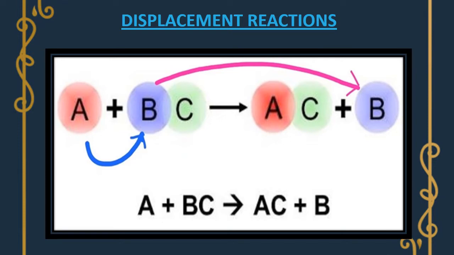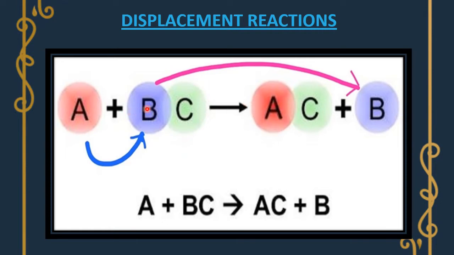Let us try to understand what are displacement reactions. This is the element A and this is a compound which is made up of two elements B and C. When there is a reaction between element A and a compound BC, if A is more reactive than B, or in other words stronger than B, A will be able to displace B from its compound and will take the place of B.